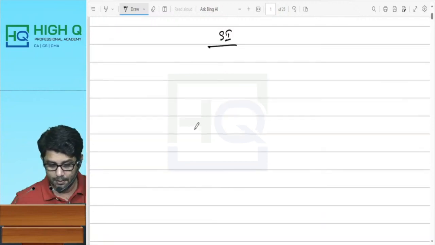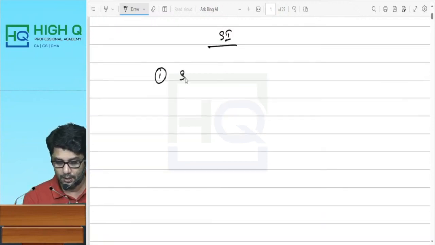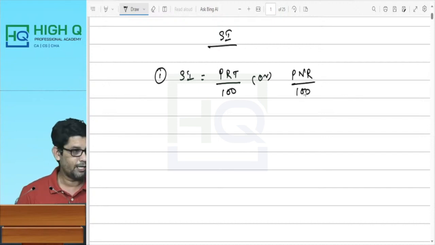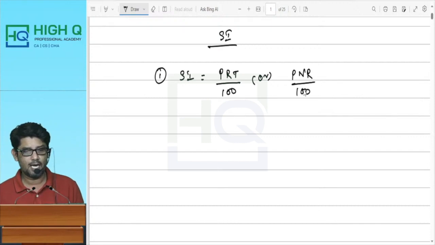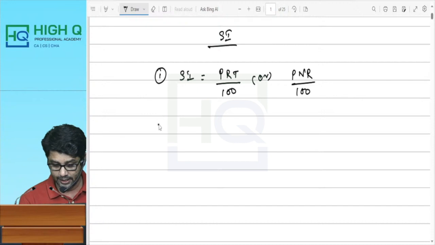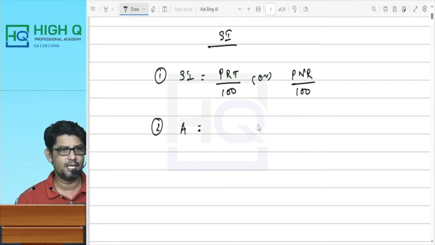What is to be remembered? The formula: simple interest is equal to PRT by 100 or PNR by 100. Everyone knows it, right? P stands for principal, R stands for rate of interest, T stands for time. Or here P stands for principal, N stands for number of years, and R stands for rate of interest. Second, amount. Everyone knows amount is nothing but principal plus interest.